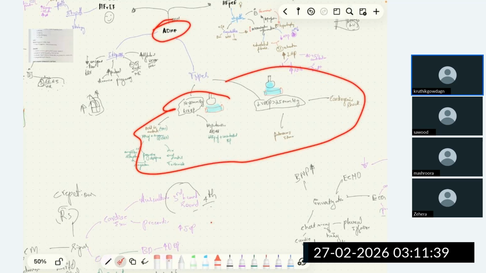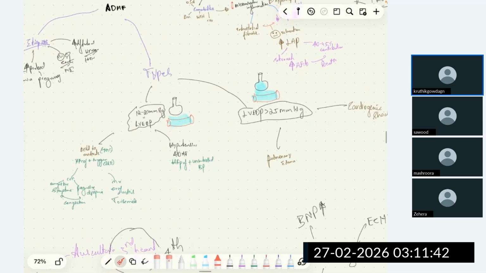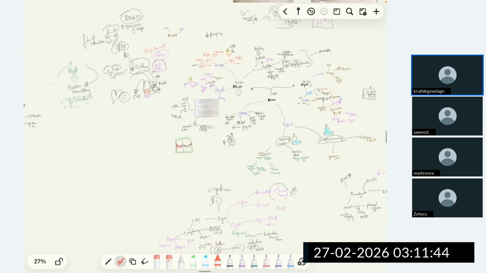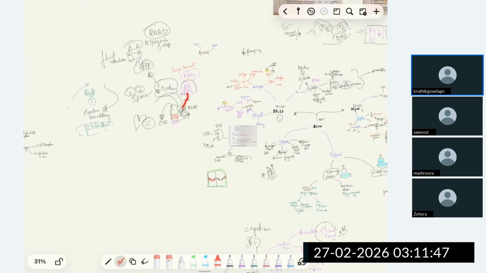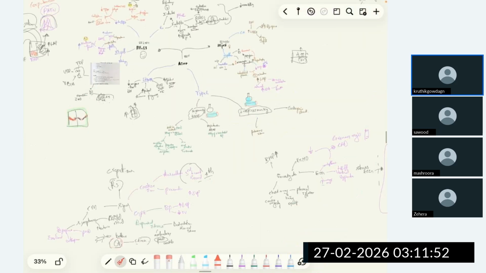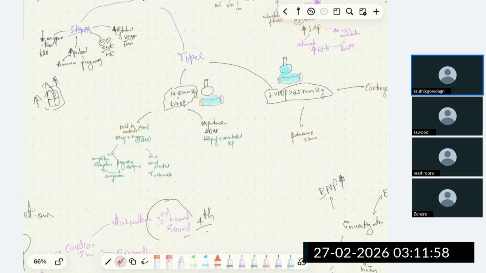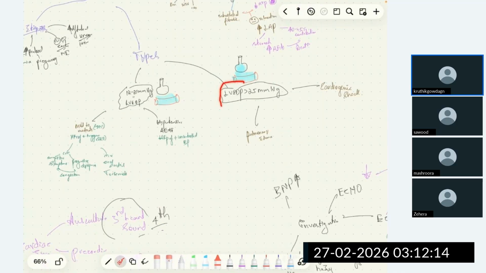I told you, when there is increased blood in the pulmonary circulation, in the pulmonary vessels, it leads to back pressure, leading to increased pulmonary pressures inside the pulmonary vessels. If the left ventricular end diastolic pressure is between 12 to 25 mmHg, it results in mild to moderate acute decompensated heart failure and hypertensive acute decompensated heart failure. If the left ventricular end diastolic pressure is more than 25 mmHg, it can lead to pulmonary edema and cardiogenic shock.